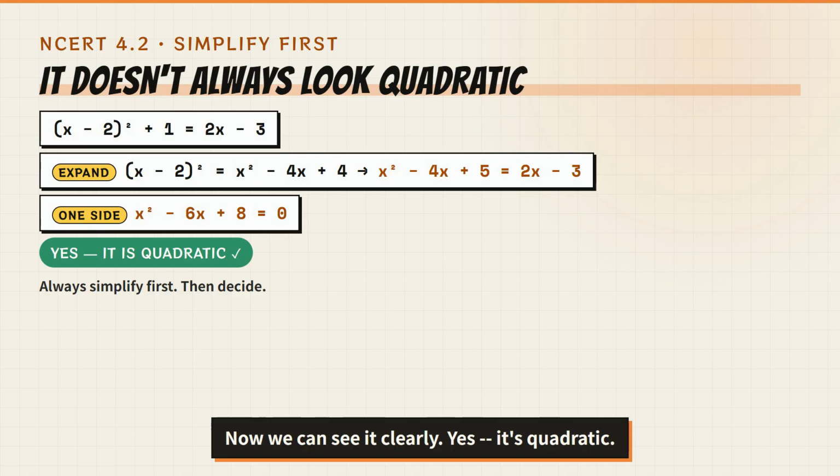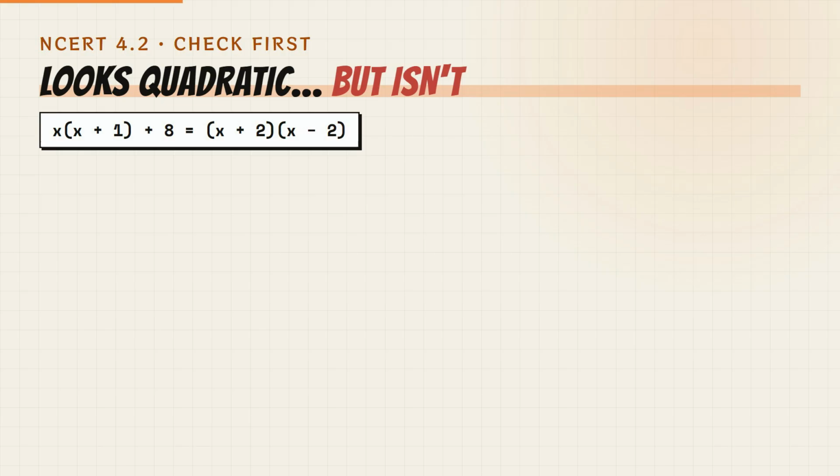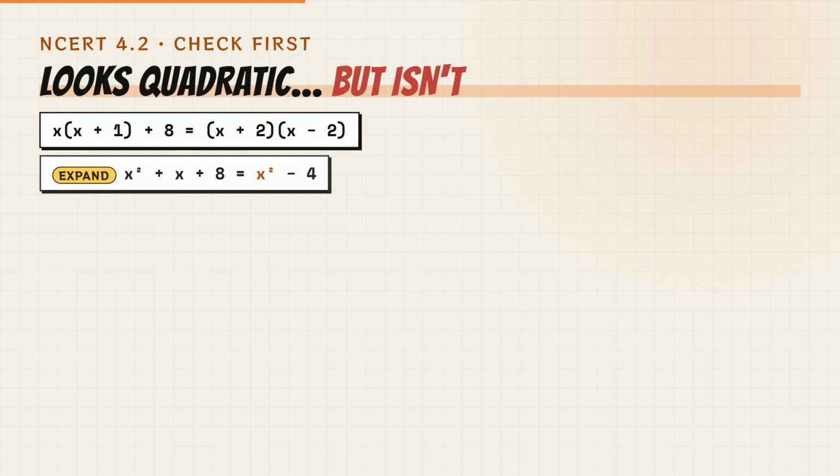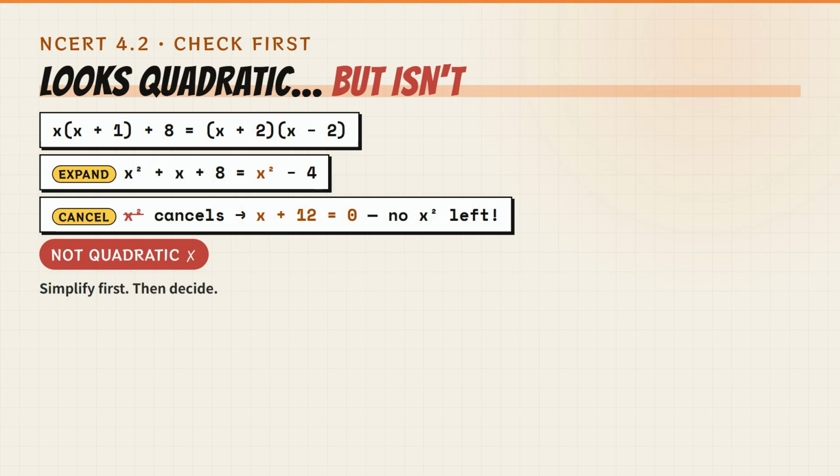Yes, it's quadratic. Now look at this one. It has x squared on both sides. Is it quadratic? Not so fast. Simplify first. The x squares cancel. We are left with x plus 12 equals 0. There is no x squared, so it is not a quadratic equation. Remember, simplify first, then decide.